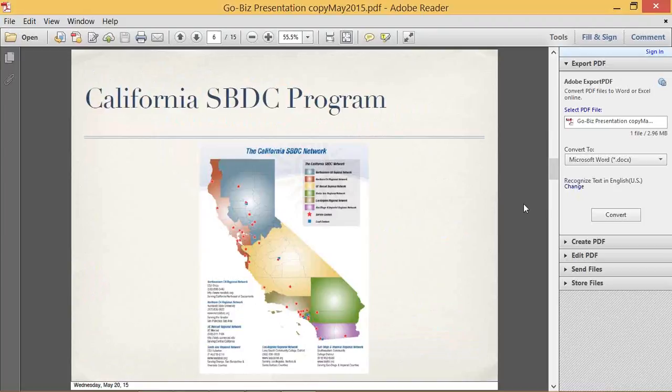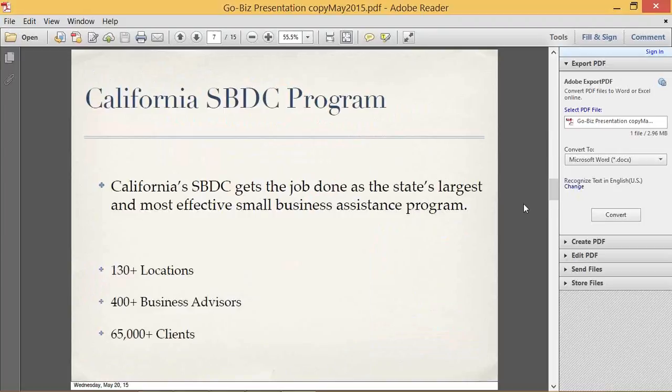So this gives you an overview of the California SBDC program. Our region that Kurt and I cover is the section in the middle, the yellow section that you see on your screen, and we cover 14 counties, 51,000 square miles in Central California. California's SBDC program is the state's largest and most effective small business assistance program.